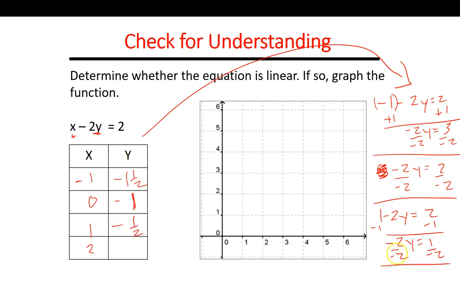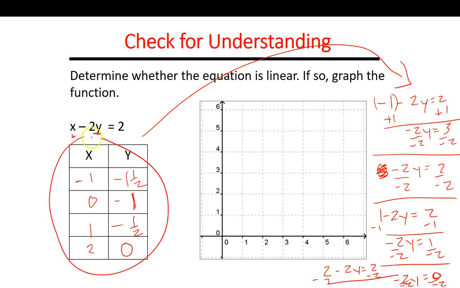And now finally I'm going to plug in a 2. So x is 2, 2 minus 2y equals 2. Now I'm going to subtract 2 from both sides. So now I've got -2y is equal to 0, and then I'm going to divide by -2. 0 over anything is just 0. So now I've got these four ordered pairs, and I'm going to go ahead and plot these on the graph.